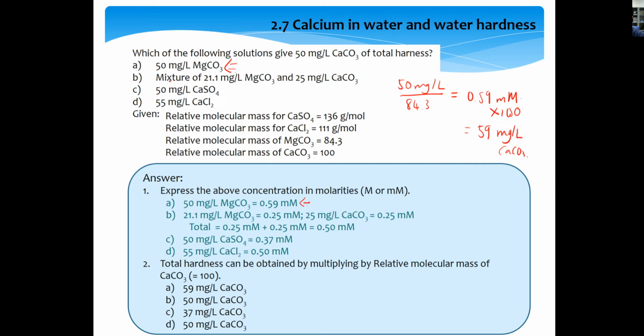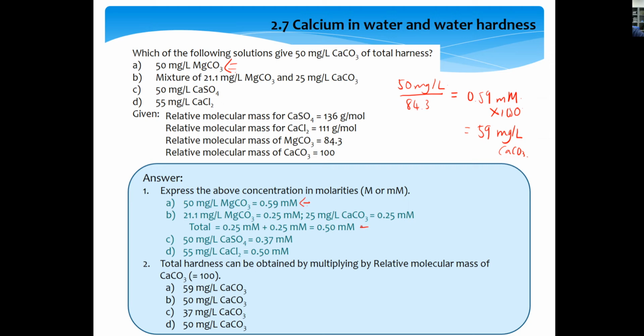So the second example will be the mixture, the water containing the mixture of 21.1 milligram per liter of magnesium carbonate and 25 milligram per liter of calcium carbonate. So you have to convert it one by one into molar. For example, magnesium carbonate here, 21.1 milligram is equivalent to 0.25 millimolar. And then 25 milligram per liter of calcium carbonate is actually equivalent to 0.25 millimolar. So change to molar first and add it up. In this case, you will get a total of 0.5 millimolar.